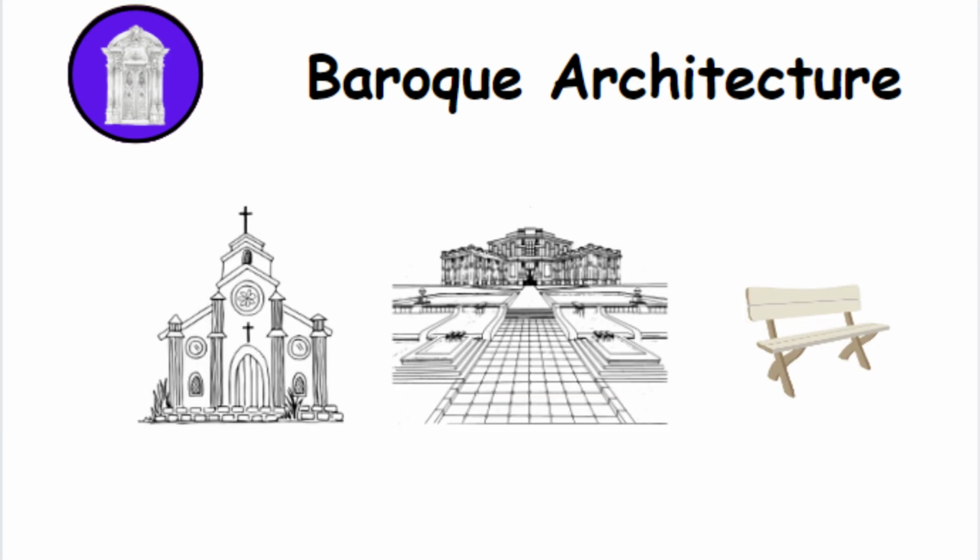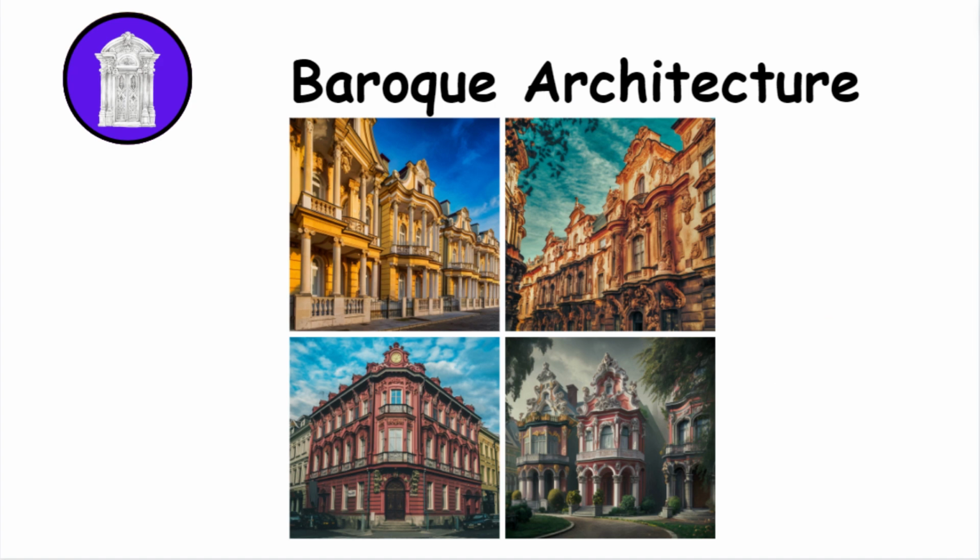palaces, and public squares. The Palace of Versailles in Versailles, France, exemplifies Baroque architecture with its opulent design, elaborate gardens, and grandiose interiors adorned with gilded decorations and frescoes.